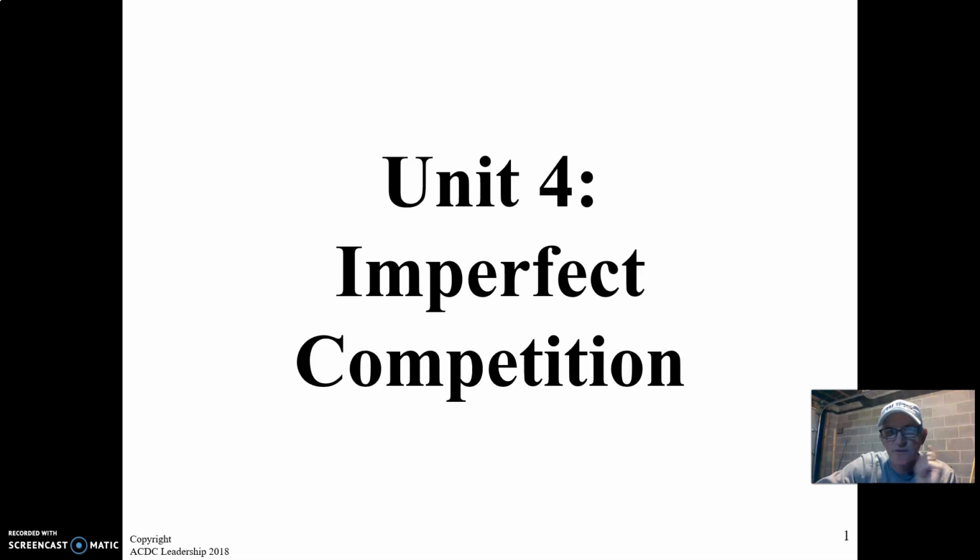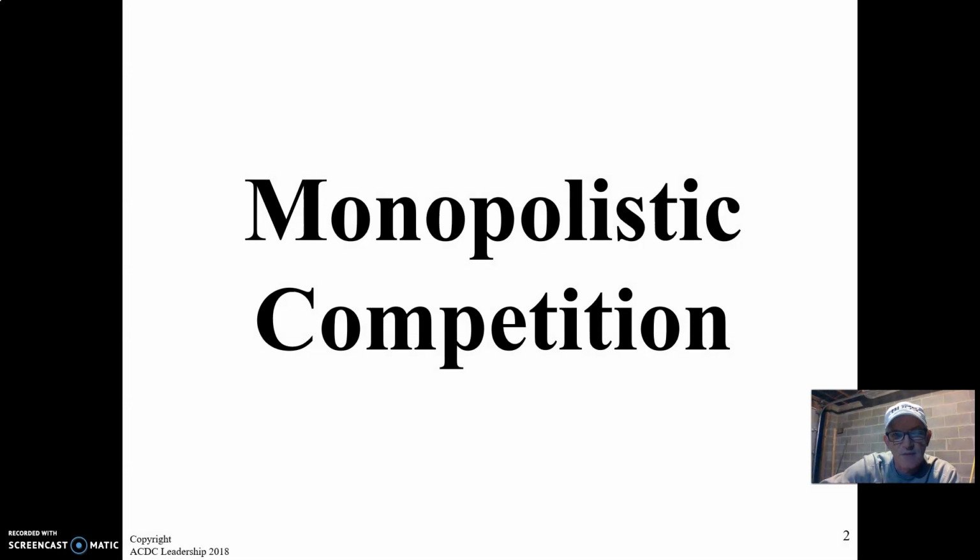Last video lecture here for Unit 4, talking about imperfect competition still. We are going to cover the last market structure for imperfect competition, which is monopolistic competition. Here's the good news. You already know everything about monopolistic competition, okay? Its name should kind of lead you right into what we're looking for here.